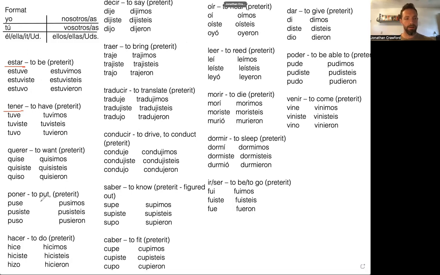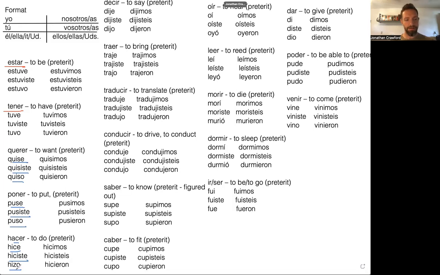Also, we have querer, poner, and hacer. Querer, poner, and hacer have similar preterite conjugations. Quise, quisiste, quiso. Well, look at this. Puse, pusiste, puso. They have that S sound. And I mentioned this in another video, but the hacer makes an S sound, even though it's spelled with a C. Unless you're in Spain, then it would be hacer, right? But it's hice, hiciste, and hizo.